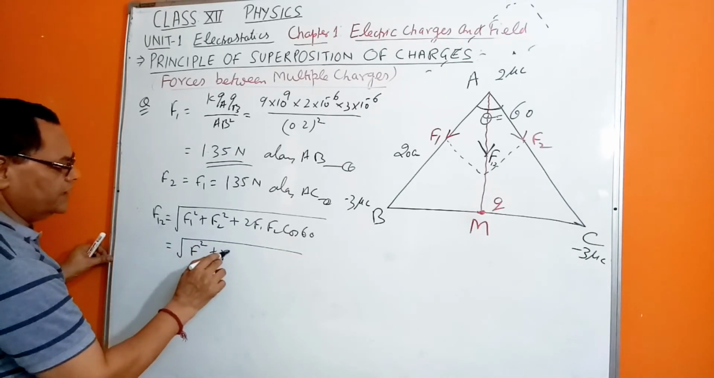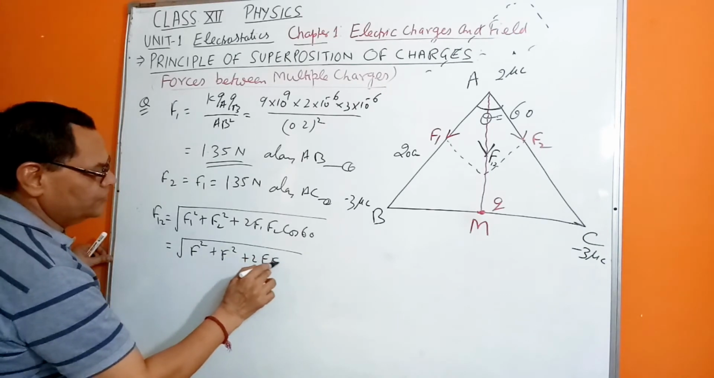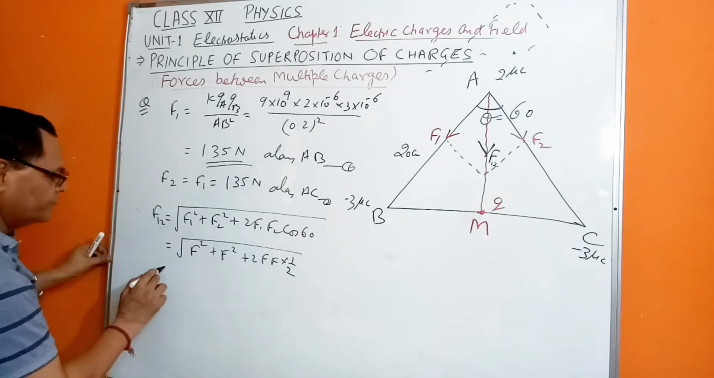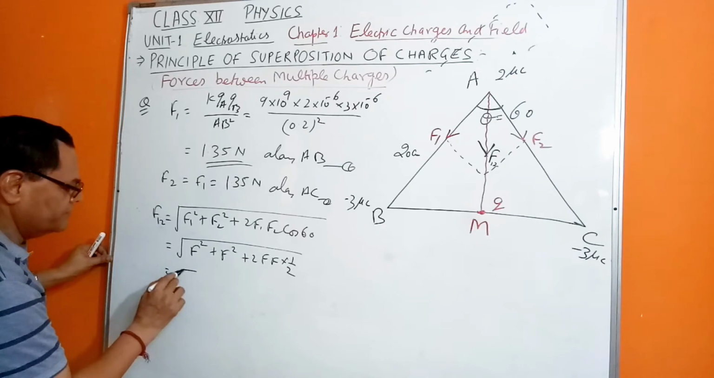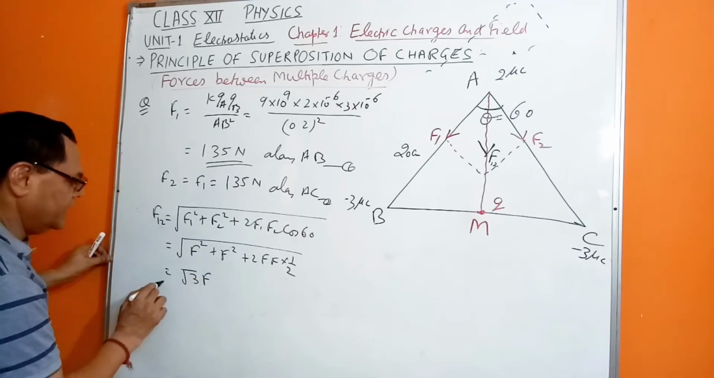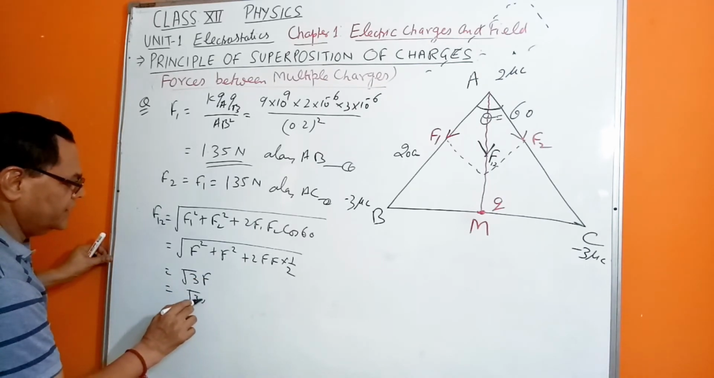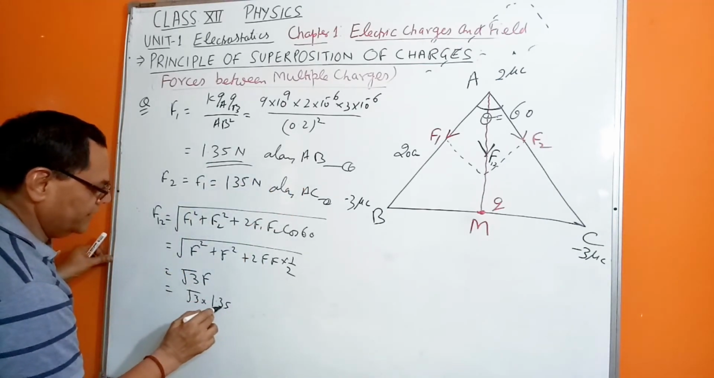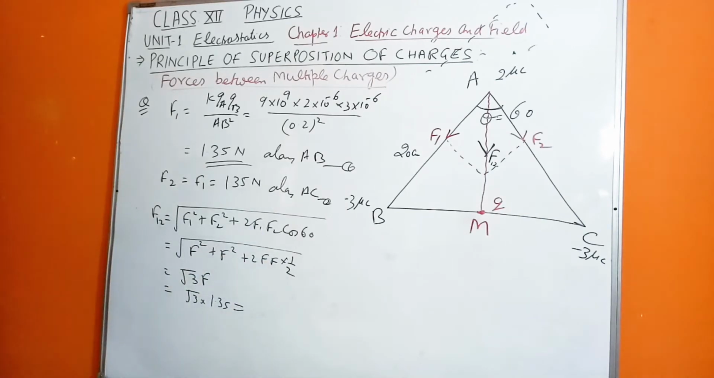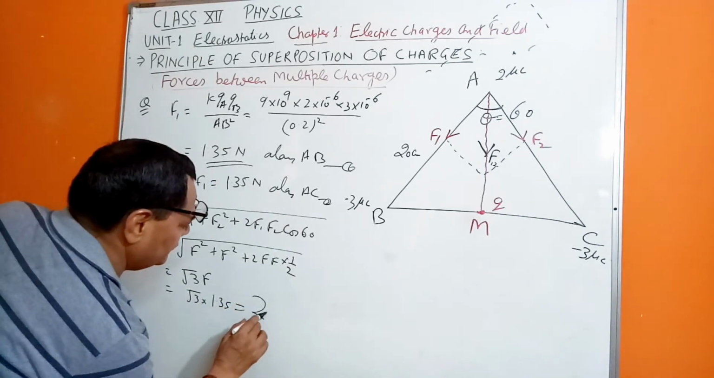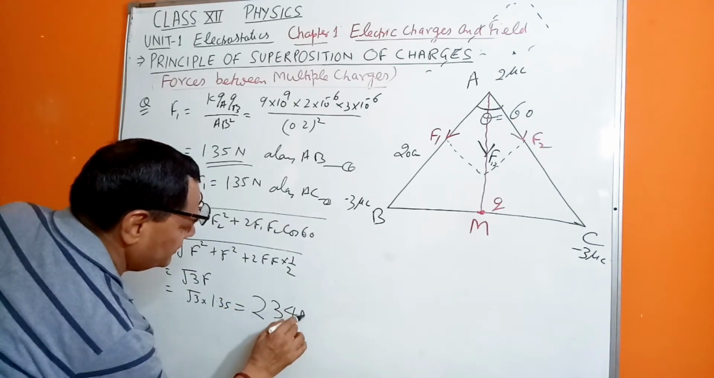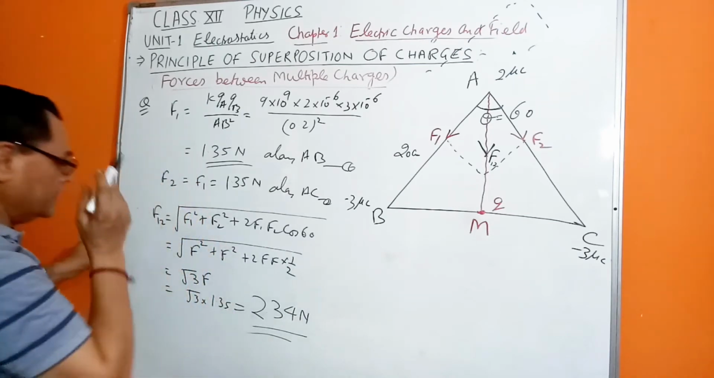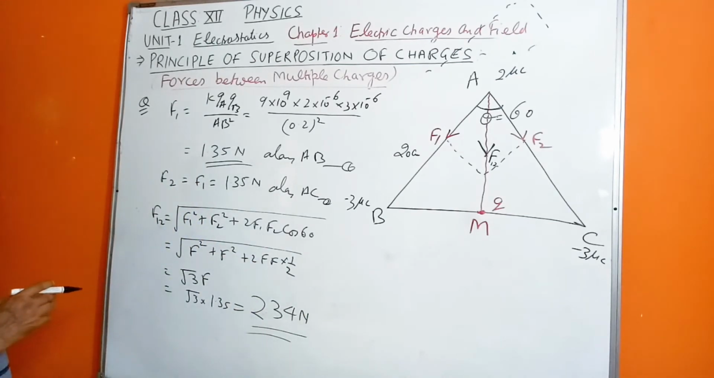That is F square plus 2F into 1 by 2. So the 2 get cancelled, and it will become root 3 of F. So that is root 3 and F was equal to 1.35 Newton. So of course you will get some value of this. How much you will get? So you may get it as somewhere around 2.34 Newton. Whatever it is, mathematics you can do yourself.